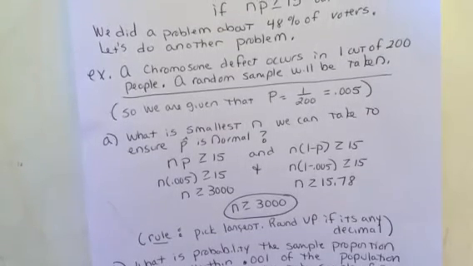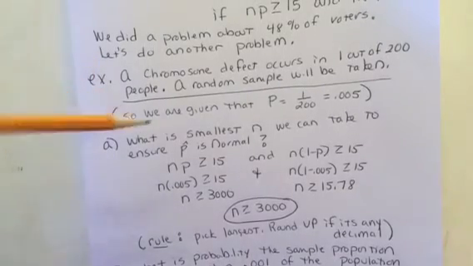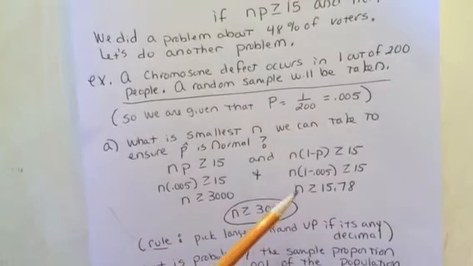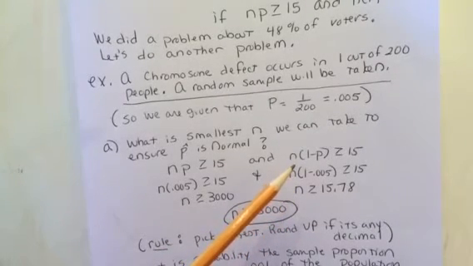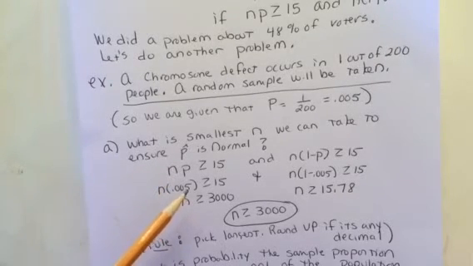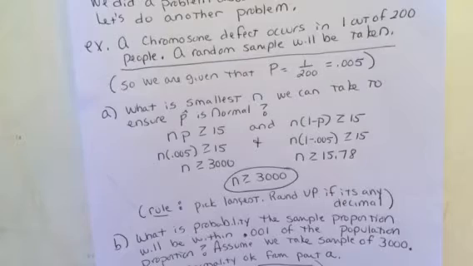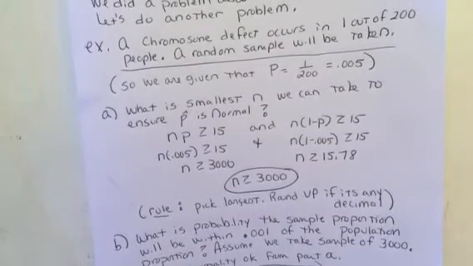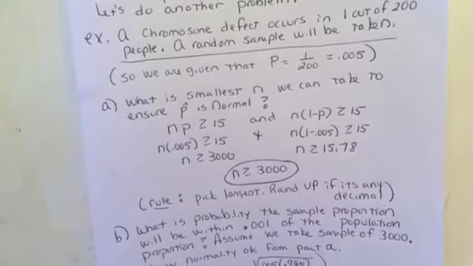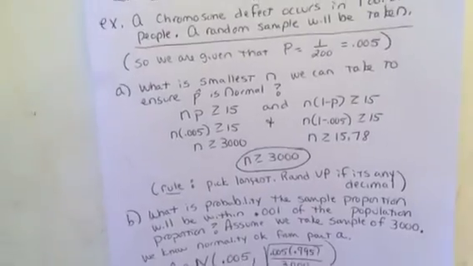Now it's kind of tricky because it says what's the smallest n. You might think you could use 15 or 16, but remember, both of these formulas have to hold. And if you put in 15 here, it's going to work. But if you put in 15 or 16 over here times 0.005, that's not going to work. So you actually have to go with the largest of your 2 answers. So that's the rule. You're always going to pick the largest, and if it happens to be any decimal, you have to make sure that you round upwards. So for our part A, the answer is at least 3,000 needs to be in our sample.